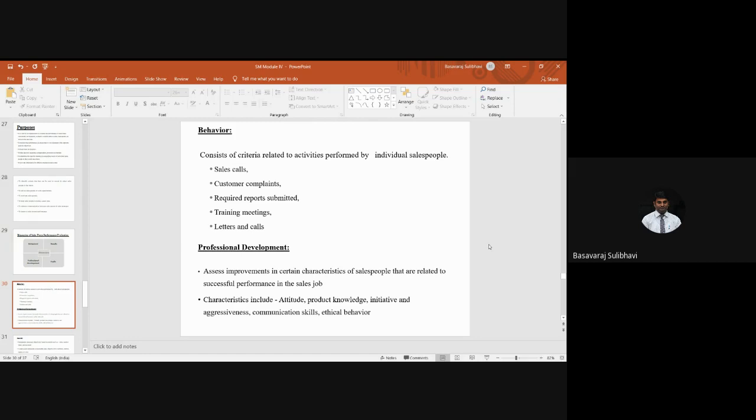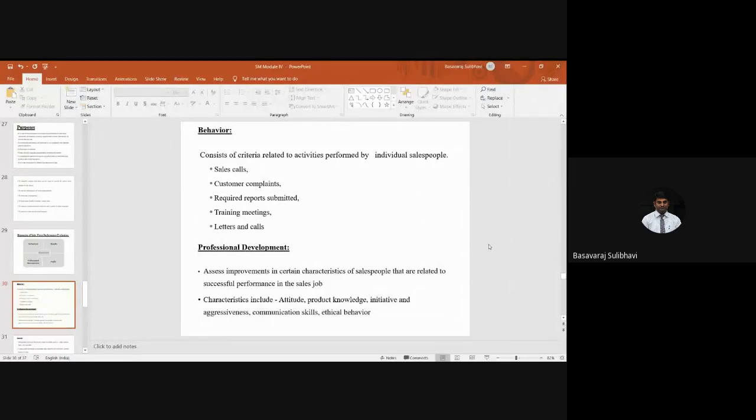Then the report which has to be submitted every day to the department or superior regarding their day-to-day activities: whom they have met, what discussion happened with the customers, when the probable sales may be closed, when the appointments are given. So all those reports have to be given. We say it as required reports to be submitted by him.